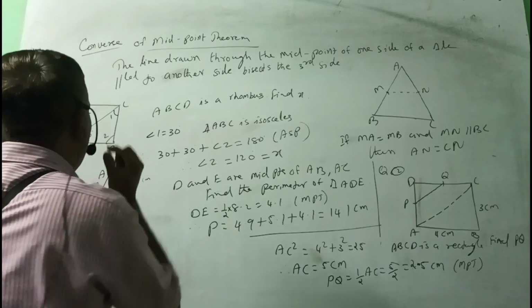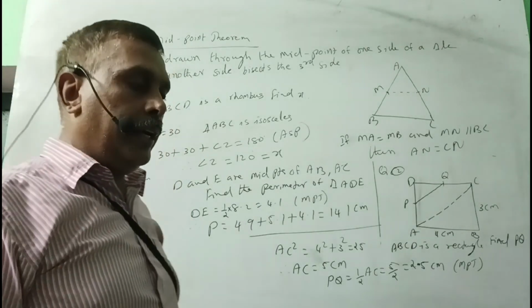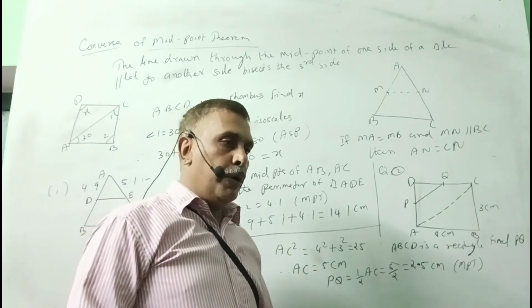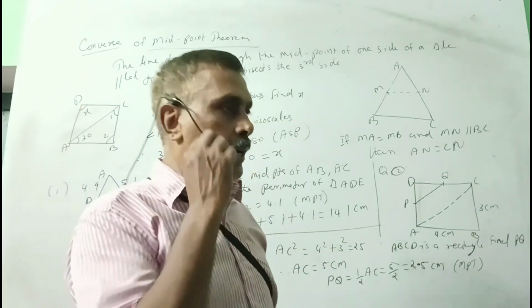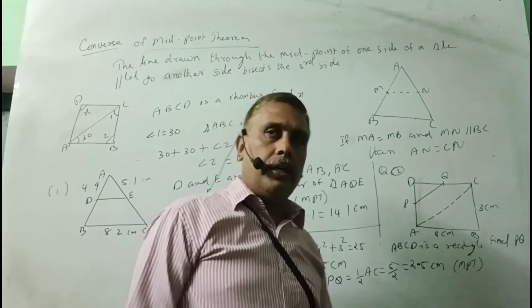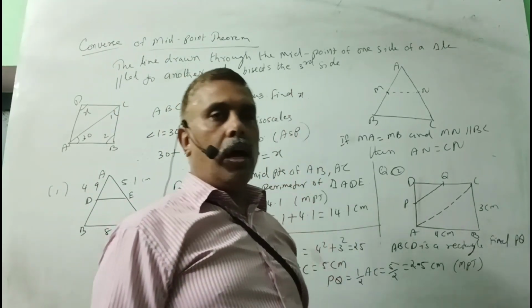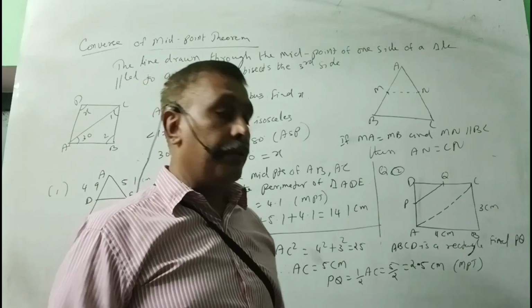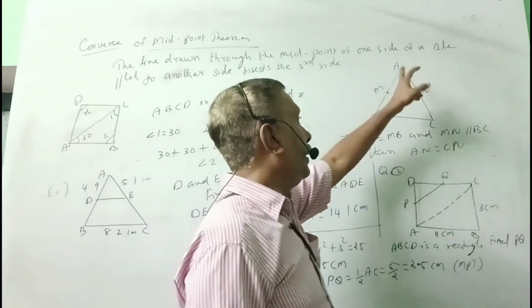Finally, we will see what is the converse of the midpoint theorem. The midpoint theorem we already studied: if the midpoints of two sides of a triangle are joined, then that line will be parallel to the third side and equal to half of the third side. That we studied in the midpoint theorem. Its converse, what is the converse? I will tell you in this figure.